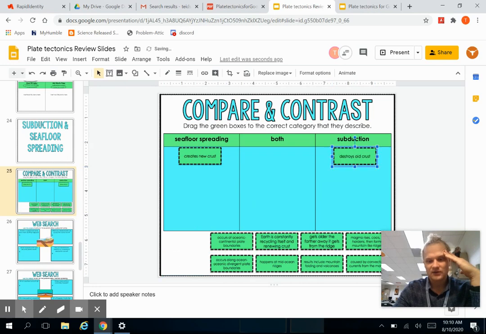Destroys old crust, that would be subduction. Occurs at ocean, continental plate boundaries. Ocean, continental, yep, that'd be over here.